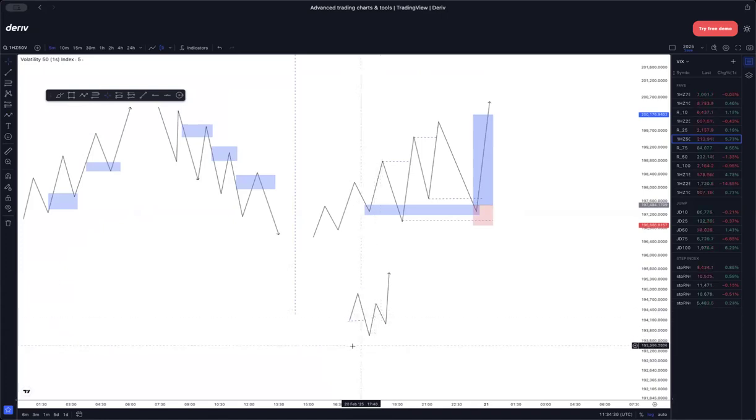Then it now creates this, which is our protected low. Then we have here a structural liquidity. Then we have here a break of structure.